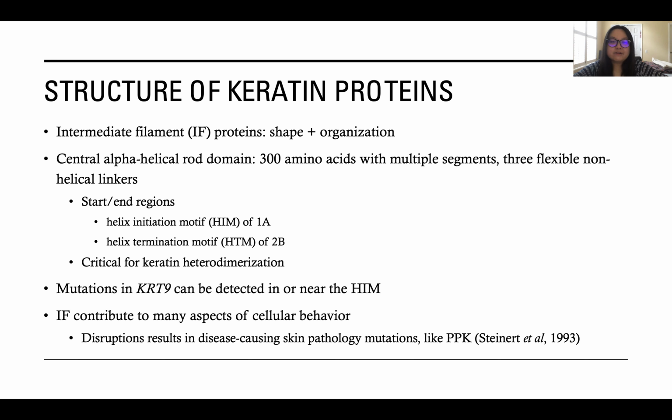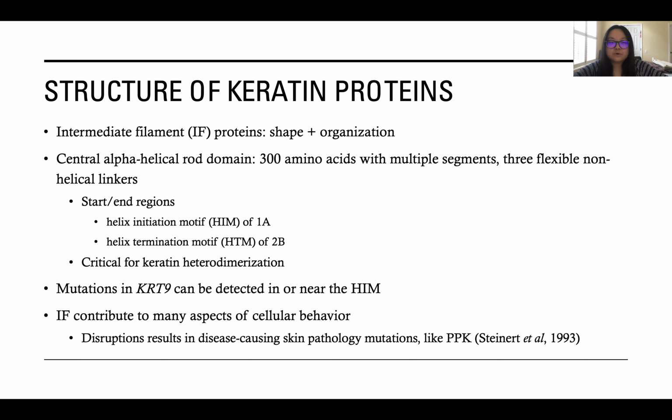So first, some background information on the structure of keratin proteins. Keratin proteins are composed of intermediate filament proteins, which provide the shape and organization to cells. And these IF proteins comprise a central alpha helical rod domain of 300 amino acids with multiple segments flanked by 3 flexible non-helical linkers. And the helix initiation and termination motifs, which make up the 1A and 2B segments, comprise the start and end regions of the alpha helical rod.